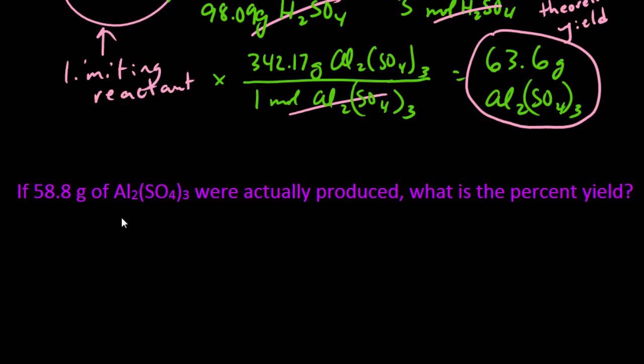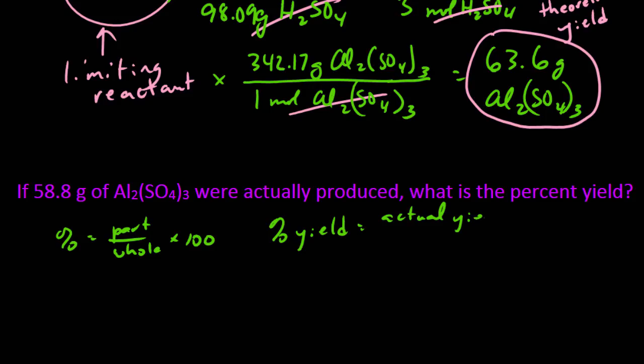Next, suppose we'd like to find out the percent yield if 58.8 grams of aluminum sulfate were actually produced. Now, percentages always work the same way. Percentages are always found by taking the part over the whole and then taking that result and multiplying by 100. Now, in terms of yield, we say that the part is called the actual yield. So we say that the percent yield is equal to the actual yield. So again, that's the part.